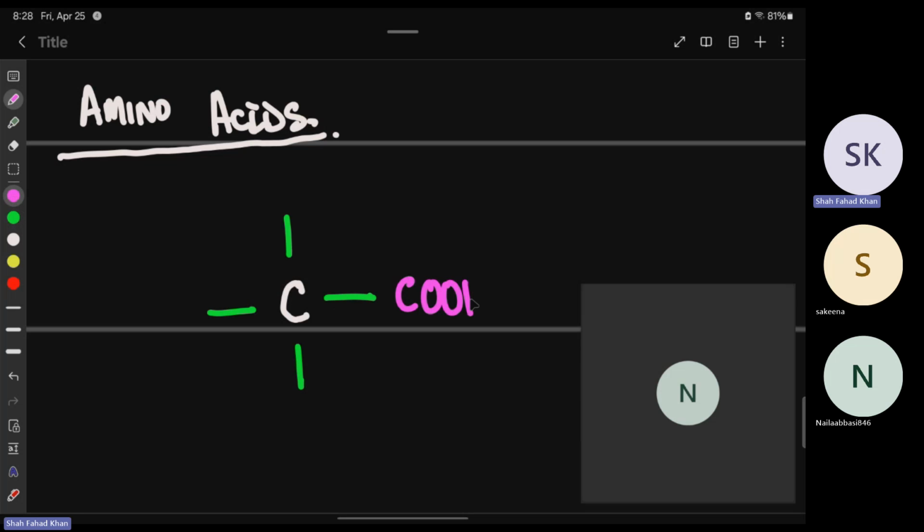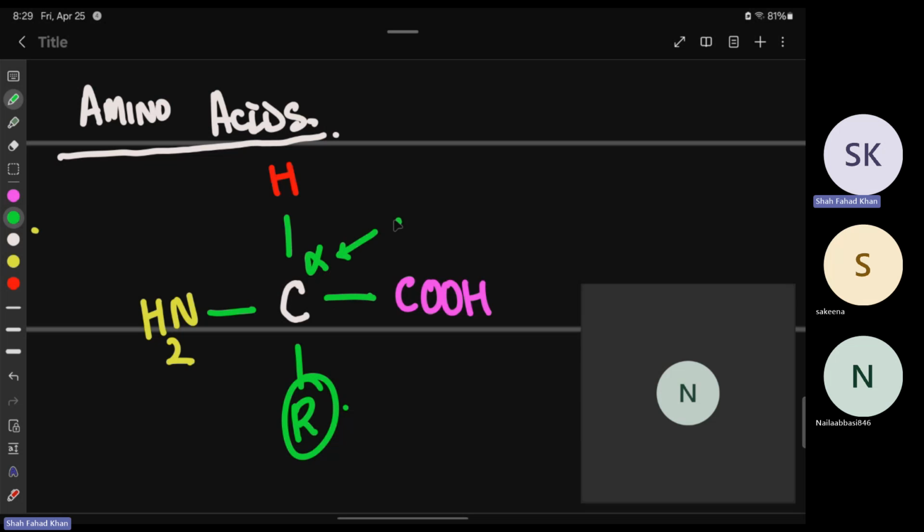One bond is bonded to the carboxylic acid group, COOH. Another one is bonded to the amino group, NH2. Another one is bonded to a hydrogen. Last but not the least, you have an R group. This carbon atom in the center is called the alpha carbon.